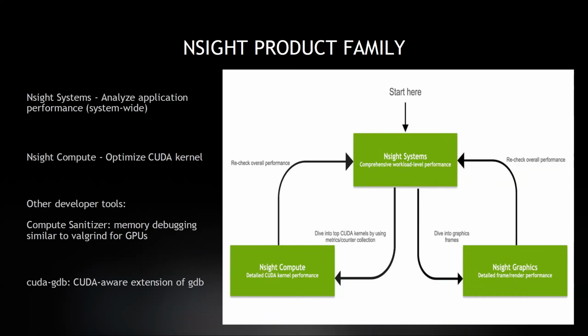Additionally, for debugging we have Compute Sanitizer, which is kind of like Valgrind for GPUs. It allows you to detect memory races and uninitialized memory accesses, that sort of thing, as well as a CUDA-aware extension of GDB, CUDA GDB, which allows you to set breakpoints, inspect the state of threads, just like you would do for debugging things on GPUs.